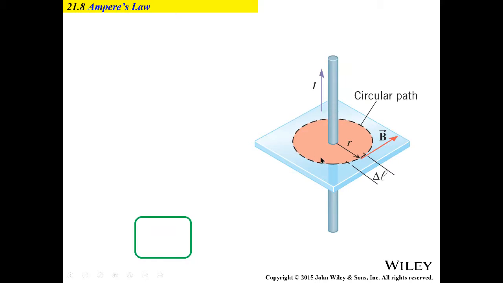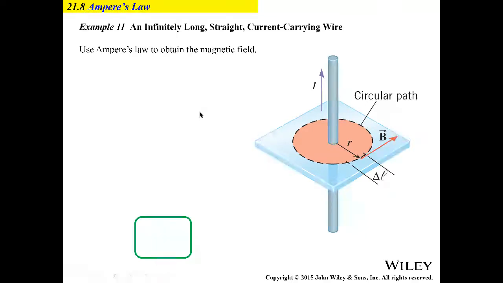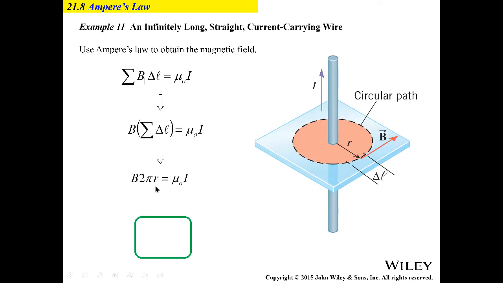So if the magnetic field is exactly along the circle, then this contour integral, or the sum of the parallel component of the magnetic field with the circuit, since the magnetic field is in the same direction as the circuit itself, then this is just simply B times the actual length of the circuit, and the length of the circuit is, of course, 2 pi r.